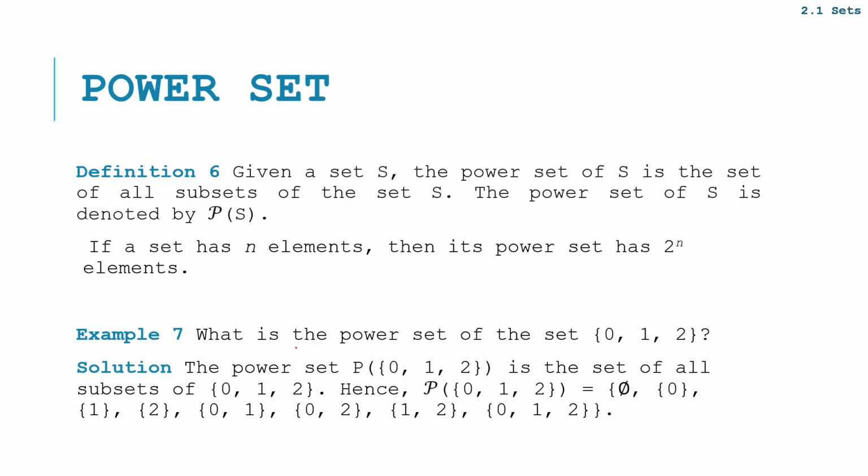And here is the solution of what we did. The power set P({0, 1, 2}) is the set of all the subsets of {0, 1, 2}, which is the empty set, the set with the element 0, the set with the element 1, the set with the element 2, the sets with the elements {0, 1}, {0, 2}, and {1, 2}, and the set itself, which is a subset of itself. And that is all for the introduction of set theory.